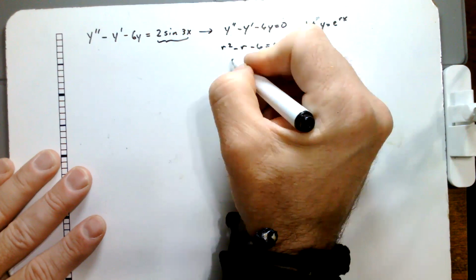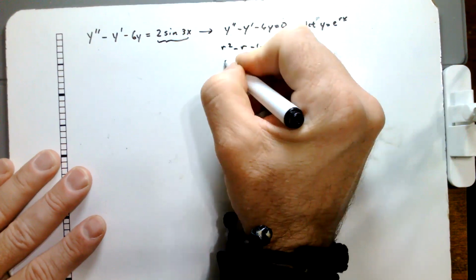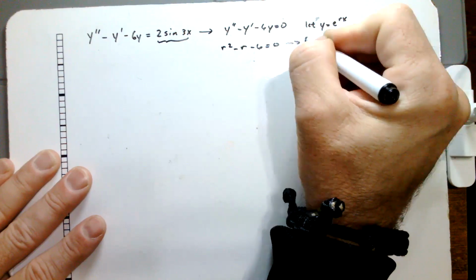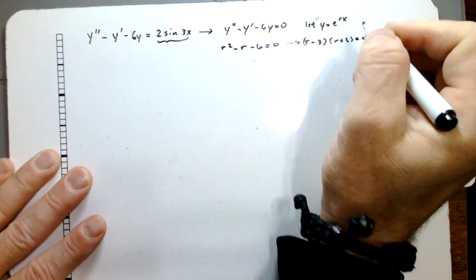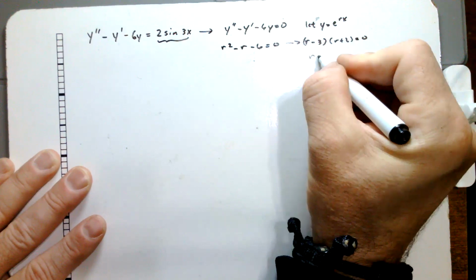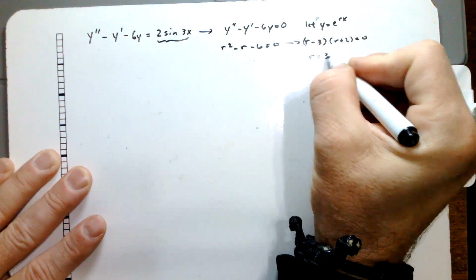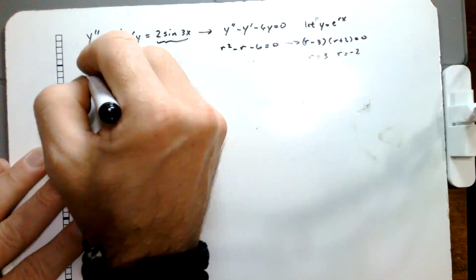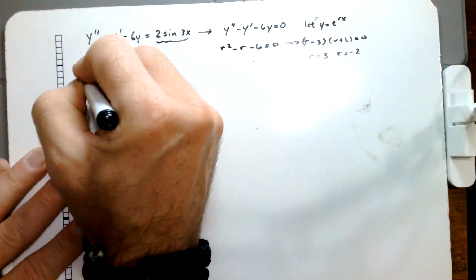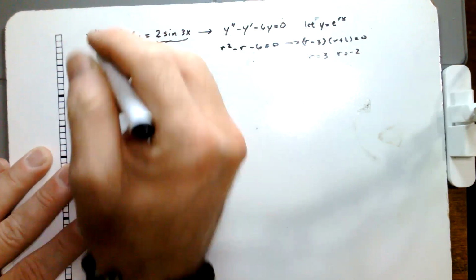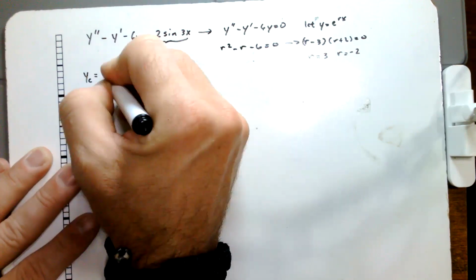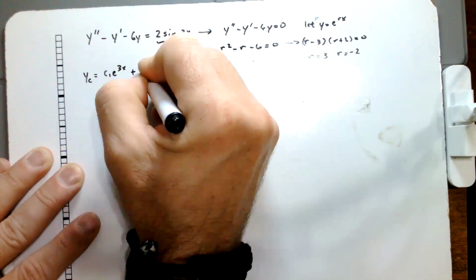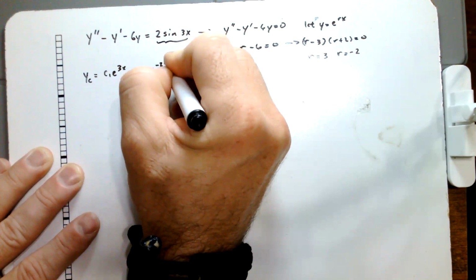Solving for r, this is easily factorable. So we can show that this is r minus 3, r plus 2 equals 0. And so the roots of our characteristic equation are r equals positive 3 and r equals negative 2, which then allows us to write the solution to the homogeneous differential equation, yc, as c1 e to the 3x plus c2 e to the negative 2x.